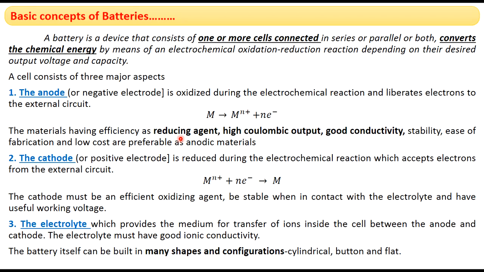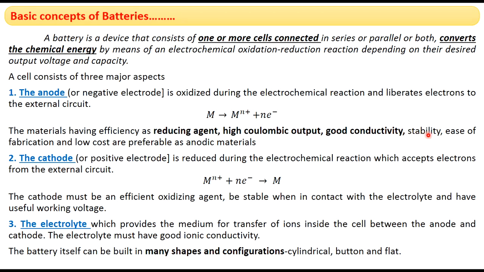So we want oxidation to occur at the anode. Materials having high reducing efficiency are preferred as anodes, and high coulombic output. Electrons are produced at the anode, so materials which can release electrons easily are preferred as anodic materials, and they have high coulombic output. Then another factor is good conductivity. The material should be a good conductor.